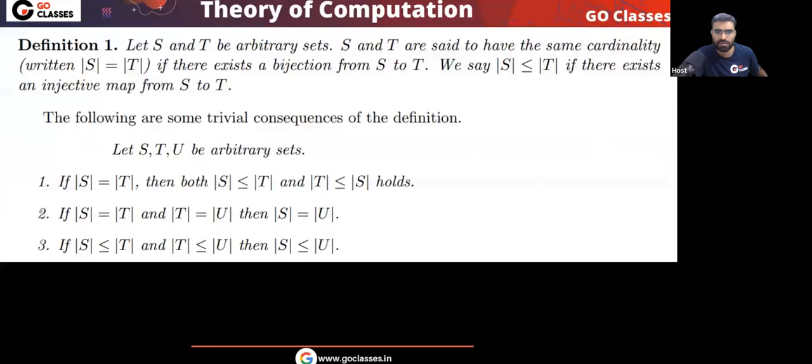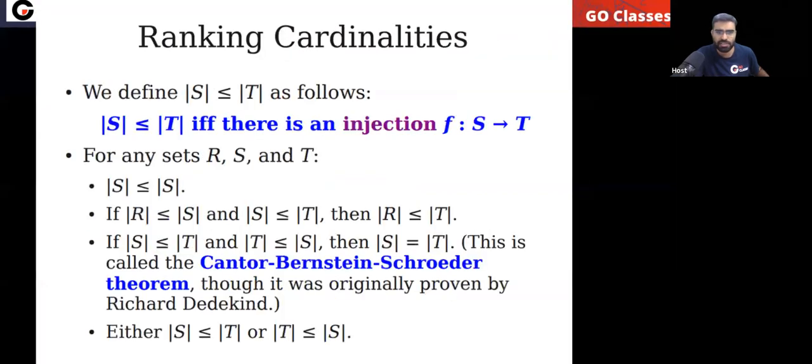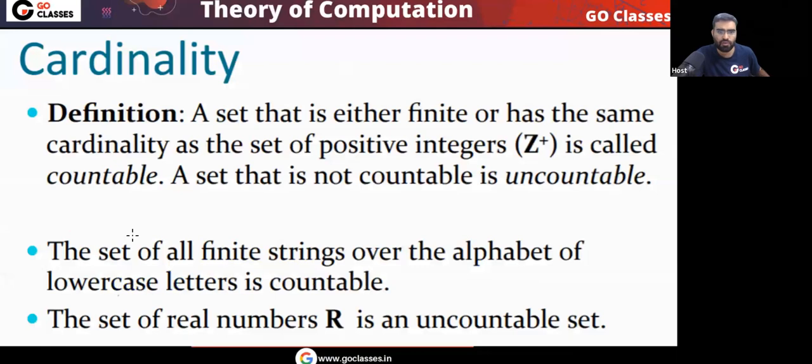All these small results we have already seen. The definition of a countable set also we have seen. When can I say a set is countable? A set is countable if and only if it is either finite or it has the same cardinality as the positive integers. That simply means either it is finite or it has the same cardinality as the set of positive integers.